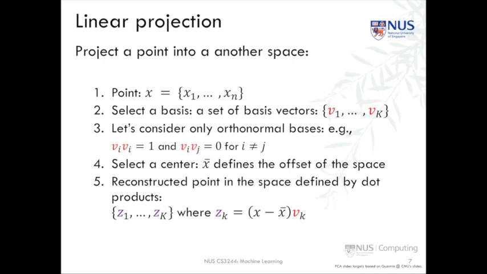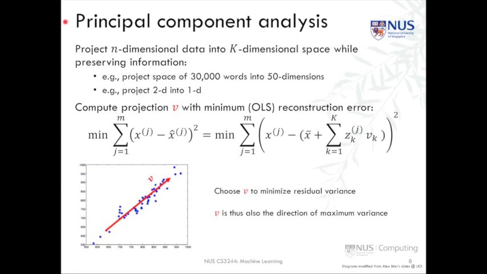One way we can achieve this projection is using principal component analysis, where we're doing exactly what we want to do in projecting into a lower dimensional space. For example, projecting natural language data into a 50-dimensional space from the original high dimensionality space where each dimension is one particular vocabulary item. We can also carry it out in this toy example that we've been illustrating of projecting a 2D dataset into a one-dimensional space.